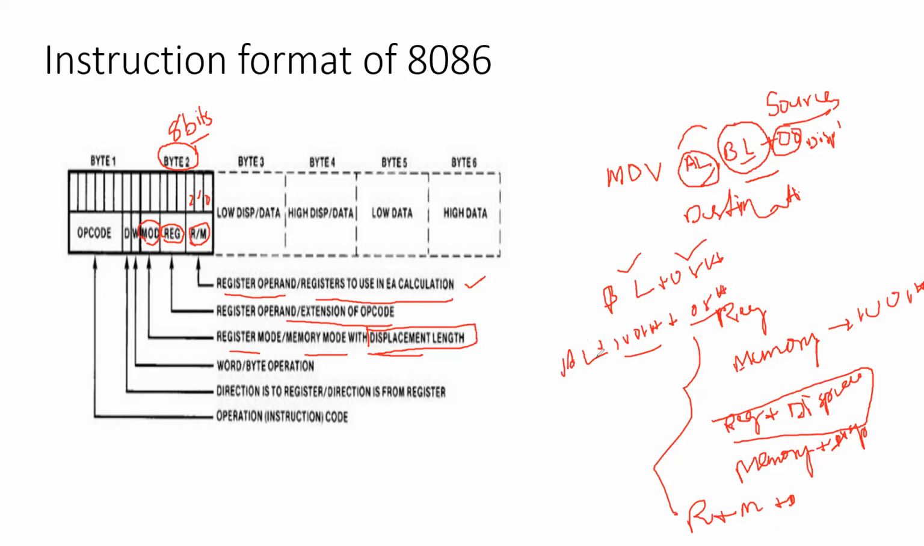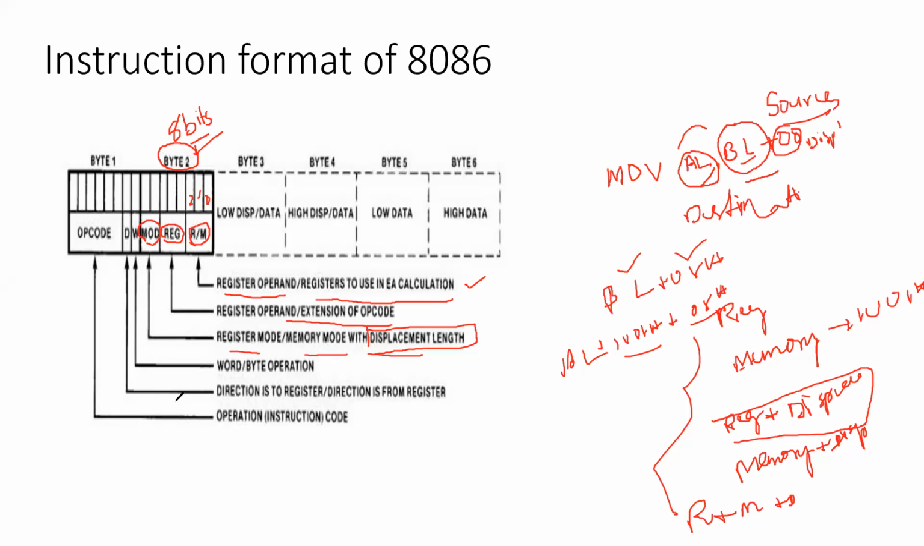So what type of operands are we using in the instruction? That will be given by byte 2. The information regarding the type of operand is given by byte 2.